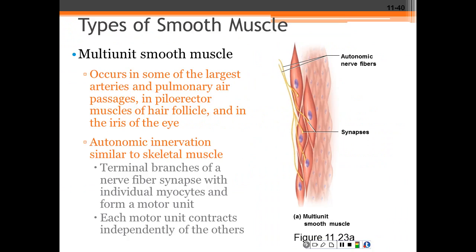Now we have two functional types of smooth muscle. We have the multi-unit and we have the single unit. Now, multi-unit smooth muscle occurs in some large arteries and pulmonary air passages, the arrector pili muscles, the ones that raise the hairs on your hand or even on your body, and muscles that control the iris. Its autonomic nerve innervation is similar to the motor nerve innervation of the skeletal muscle, in that the terminal branches of the nerve fiber synapse with individual myocytes and form a motor unit. The varicosities are associated with a particular myocyte, and each myocyte responds independently of all the others.